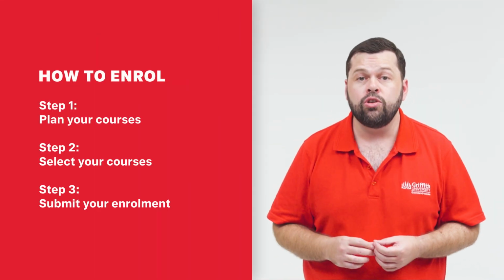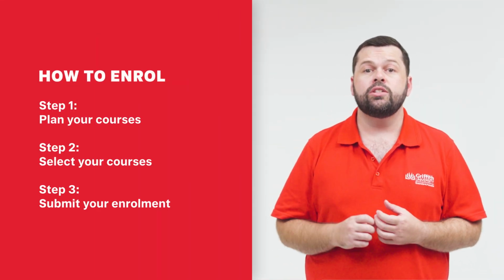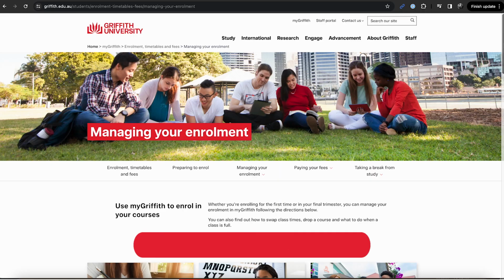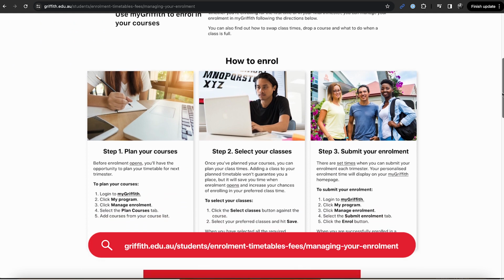Enrolling is quite simple, and there are just 3 easy steps to follow. Step 1 is to plan your course, Step 2 is to select your subjects, and Step 3 is to submit your enrolment. You can find out more detail about each of these steps on our website.